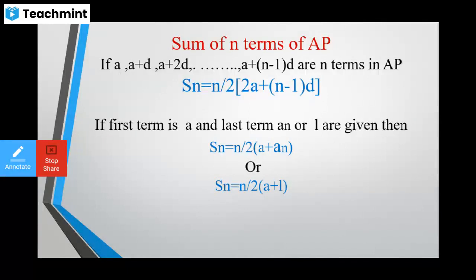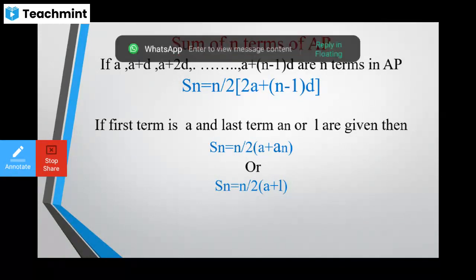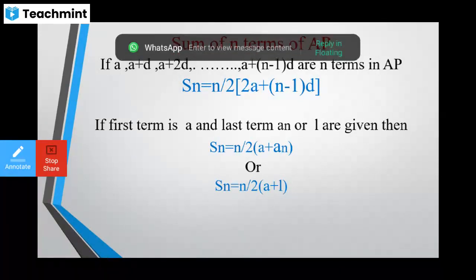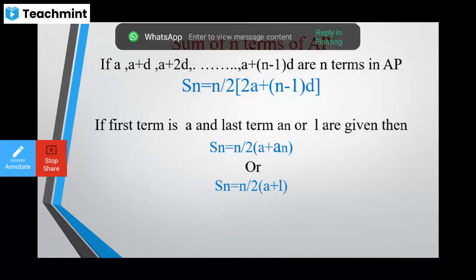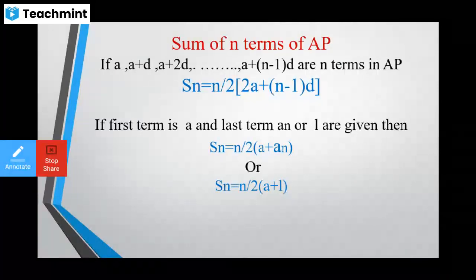Another formula, where we know only the first term and the nth term, will give the sum of n terms of AP. S_n is given by n by 2 into bracket a plus a_n, or S_n is equal to n by 2 into bracket a plus l.